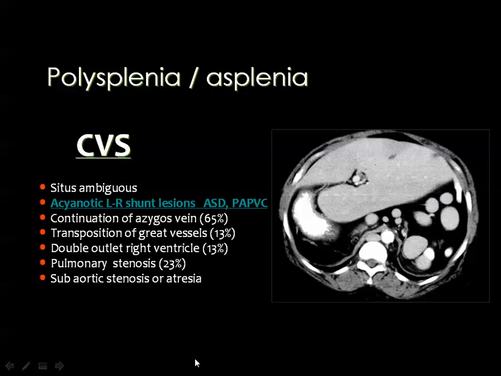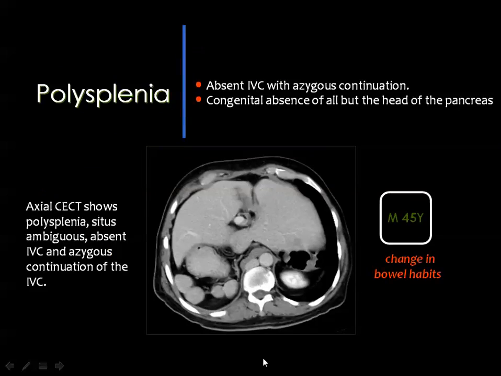And these are the cardiovascular associations, including situs ambiguus, where the liver is in the middle of the abdomen, not to the right, not to the left. Acyanotic left-to-right shunt lesions like ASD and partial anomalous pulmonary venous drainage. Then this is one of the important findings: continuation of the azygos vein instead of the IVC, transposition of the great vessels, double outlet right ventricle, pulmonary stenosis, and subaortic stenosis.